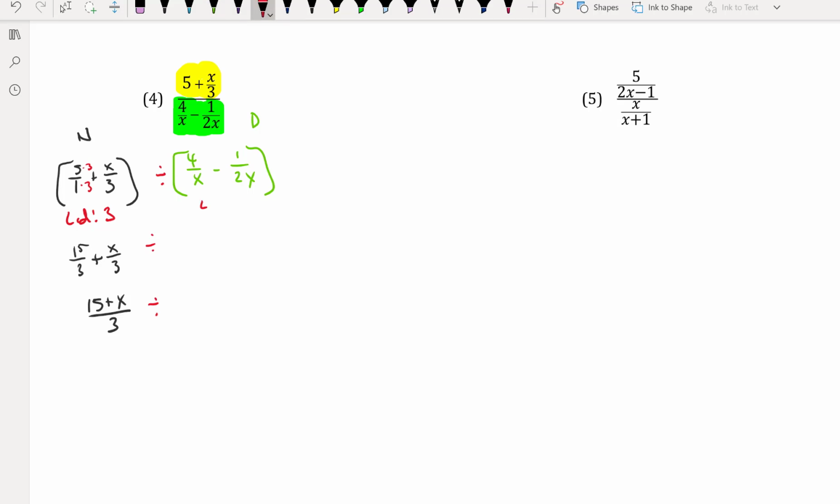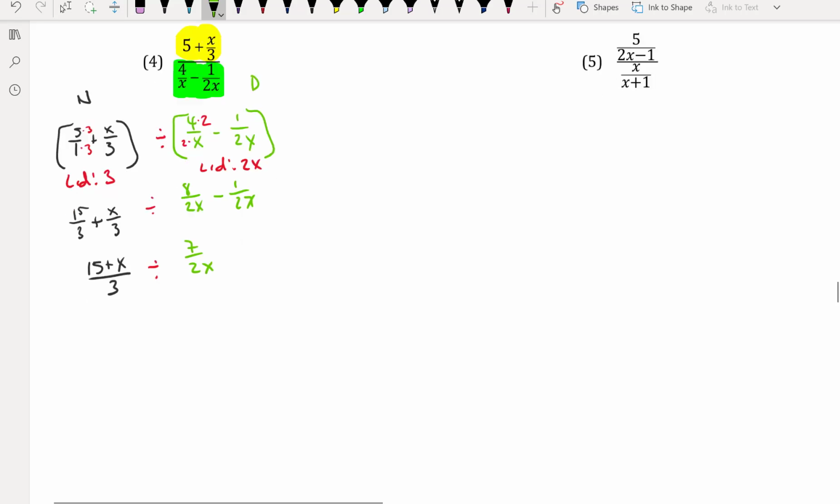Here I want to look at my LCD, and it looks like it's 2x. So this first term needs to get multiplied by a 2. Whatever I multiply the bottom by, I multiply the numerator by. So now I'm going to have 4 times 2, which is an 8, and I have my 2x minus 1 over 2x. So I have 8 minus 1, which is a 7 over my 2x.